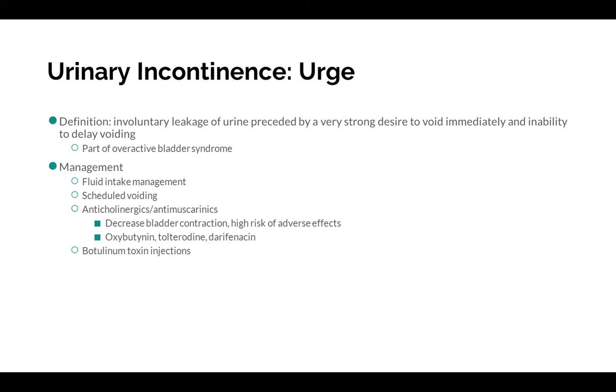However, we want to be careful with these because they have a high risk of adverse effects. They basically prevent the bladder from contracting. Botulinum toxin or Botox injections can also be helpful for urge incontinence.